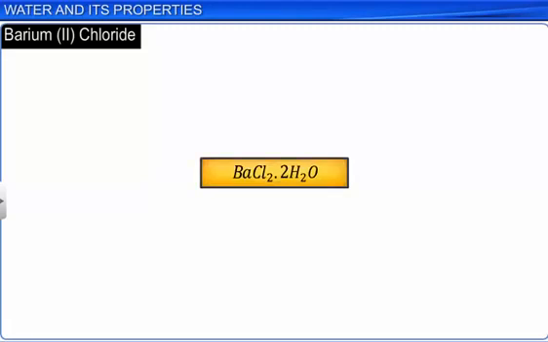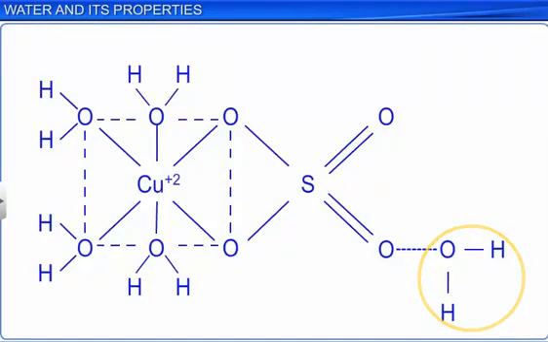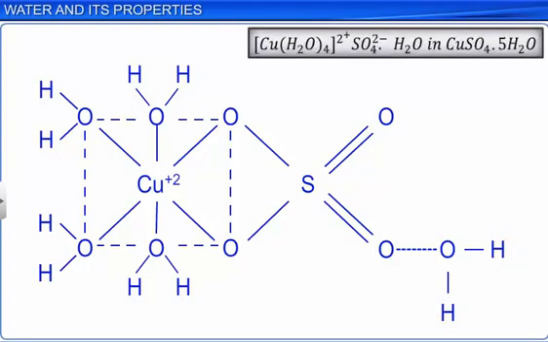In the third type of hydrates, water molecules are hydrogen bonded to certain oxygen-containing anions. For example, in CuSO4·5H2O, one water molecule is hydrogen bonded to the sulfate ion, and the other 4 molecules are coordinated to give [Cu(H2O)4]2+ SO4 2- ·H2O.